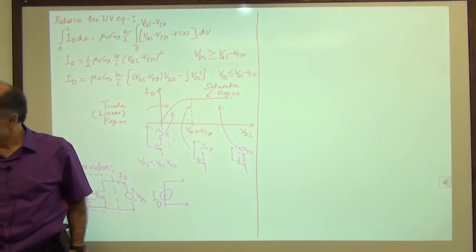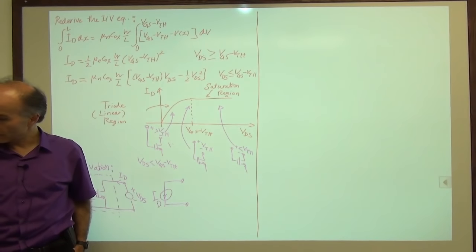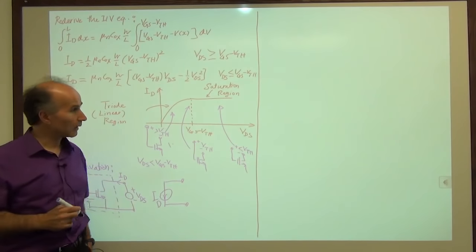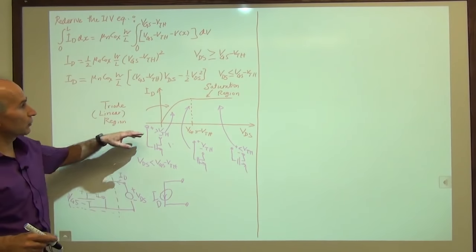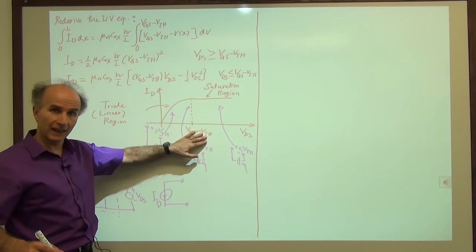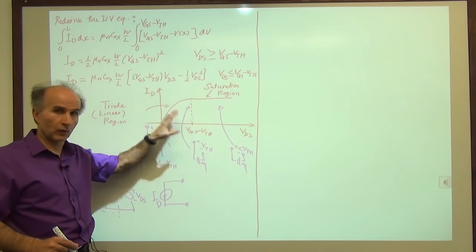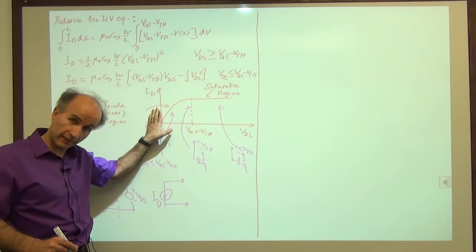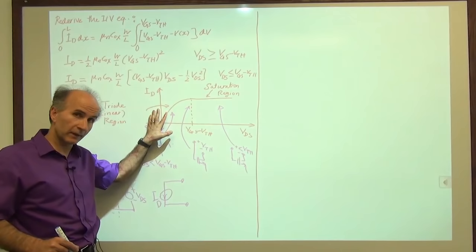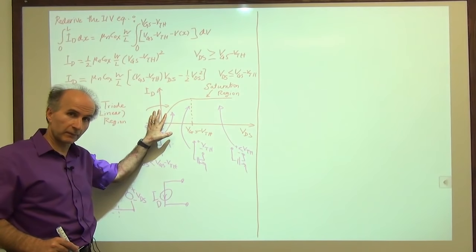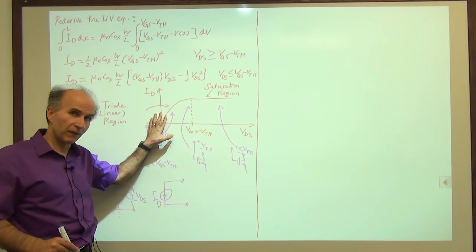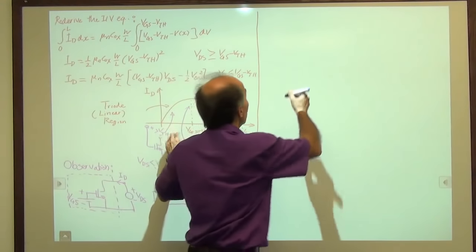Very well. Let's see what else we can talk about here. All right, so we have primarily drawn ID as a function of VDS. One might ask, can we draw ID as a function of VGS? In fact, last time I attempted it, and I sort of stopped in the middle of it, because from what we knew back then, we could not construct an accurate ID-VGS characteristic. But now we can. So let's go and look at that.